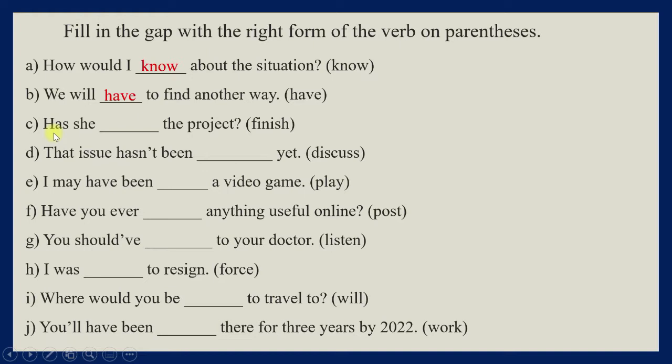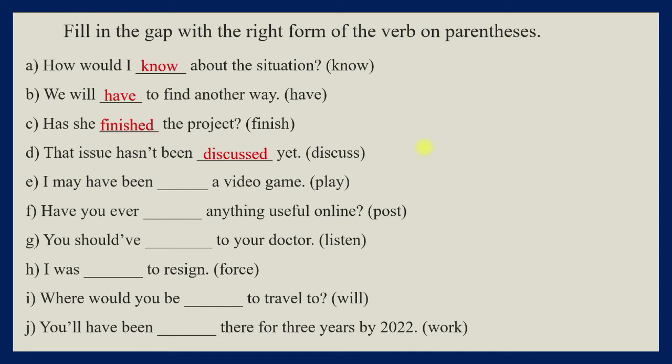C. Has she finished the project? Our auxiliary verb is has, so this needs to be in past participle form, finished. D. That issue hasn't been discussed yet, and the main verb is discussed. Our last auxiliary verb is been, so we need to find out if the sentence is passive or active. This issue hasn't been, so this is obviously a passive been, so this needs to be in past participle form. This issue or that issue hasn't been discussed yet.